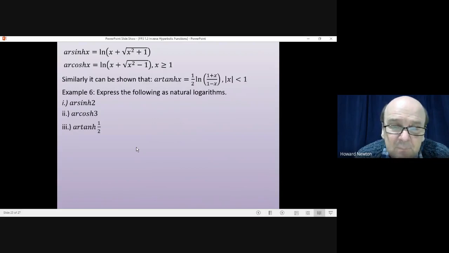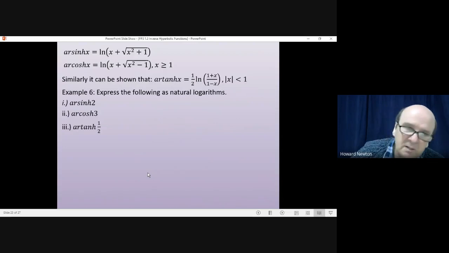And the last example, it's very straightforward. All we're going to do is just show how these formulas work. So we'll be expressing these as natural logarithms. So you're just getting the answer equals log something. All you have to do is substitute in for x in the relevant formula. Very little is going on. But I'll let you have a go at them yourself. So pause the video, try and work these out, and then come back to me when you're ready.